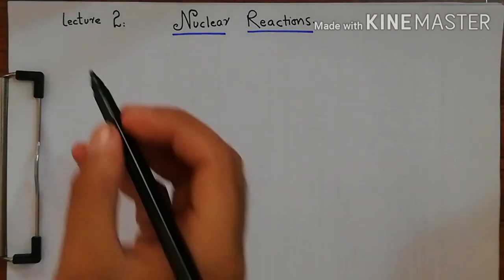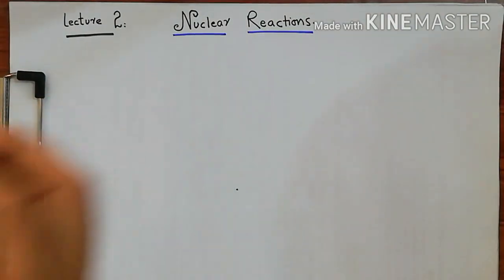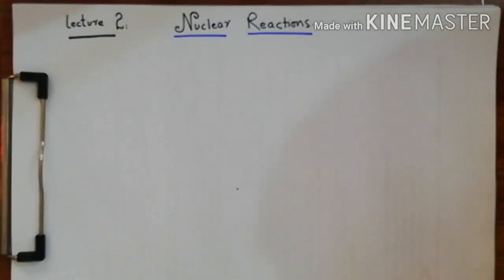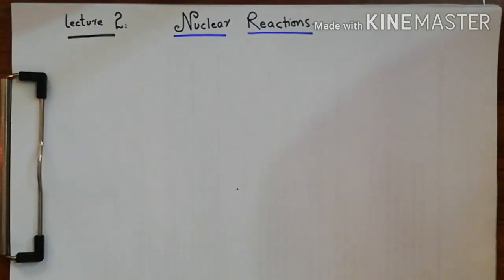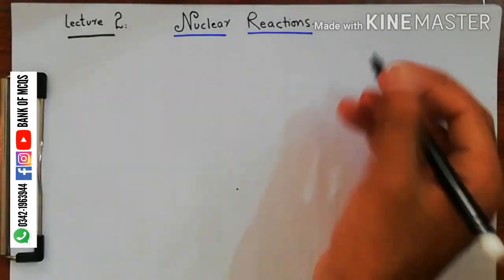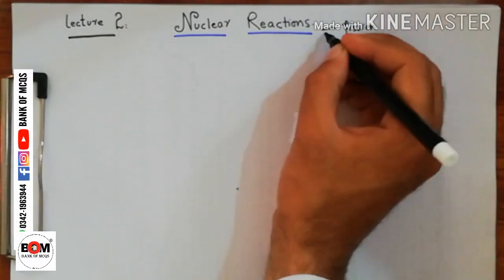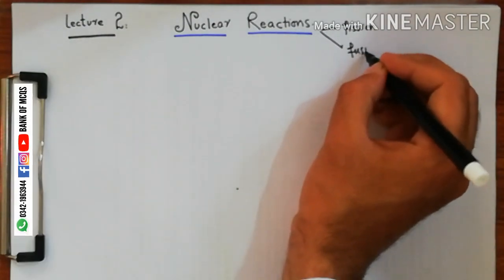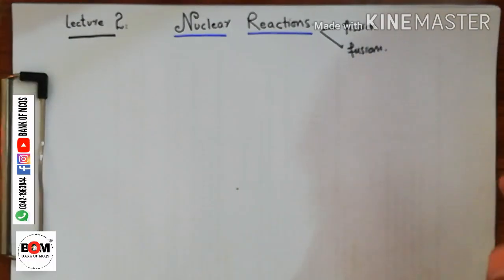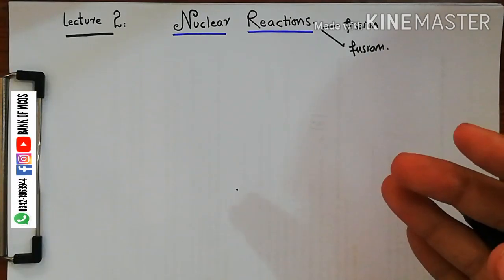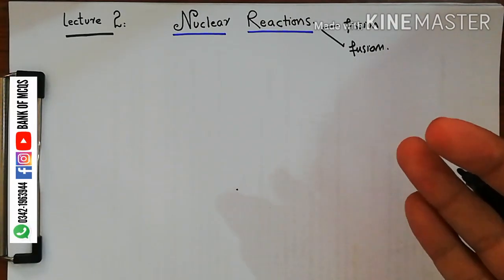Today we are going to discuss lecture number 2 of nuclear physics, and the topic is nuclear reaction. There are two types of reaction: fission reaction and fusion reaction. But before going to fission and fusion, we will first discuss the nuclear reaction.